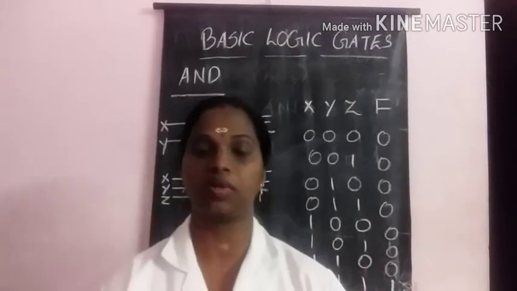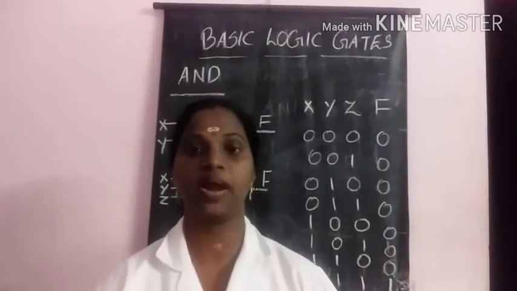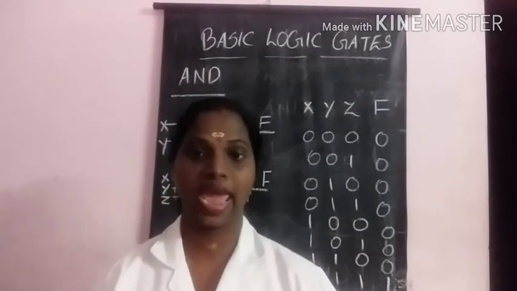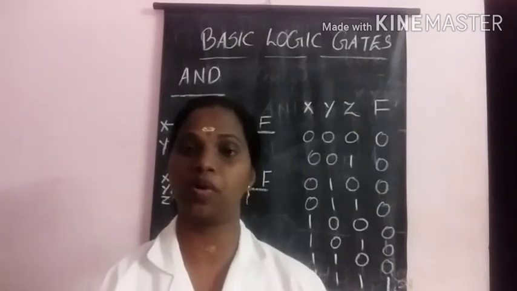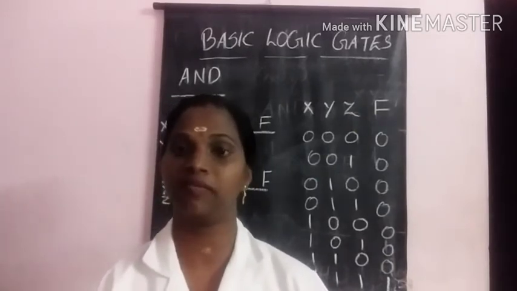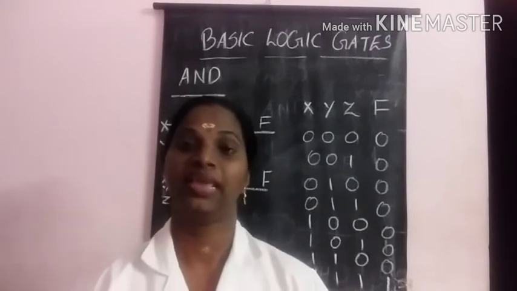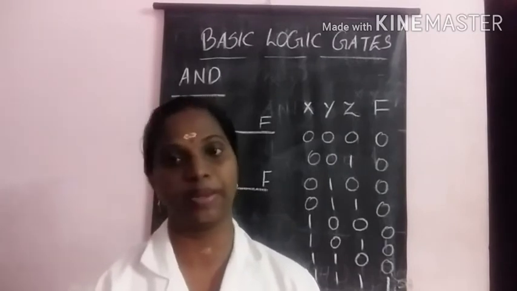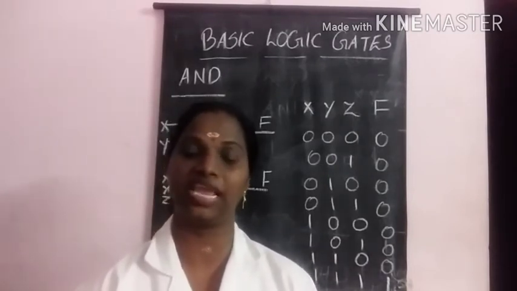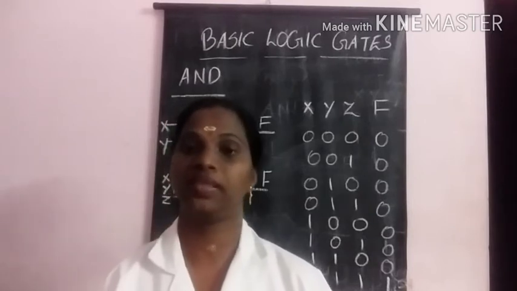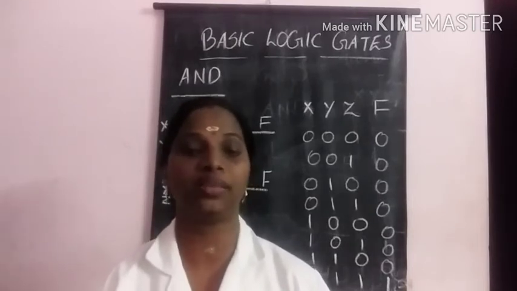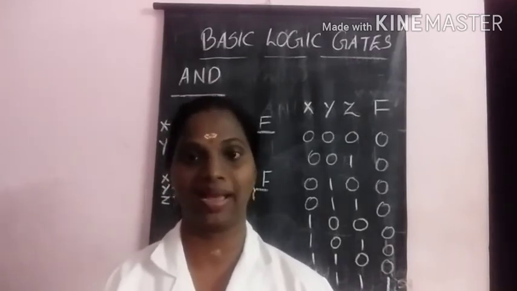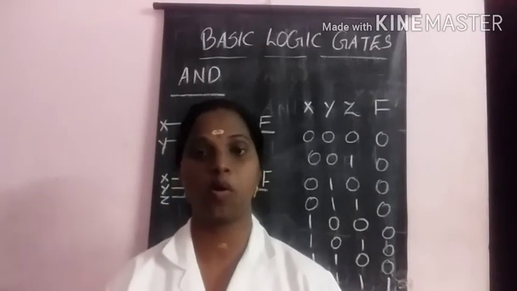So first one, NOT gate. NOT gate is also called inverter. It works on one input and produces one output. Second one, AND gate. An AND gate has 2 or more input signals and produces one output signal. If any of the inputs is 0, then the output will be 0. The output will be 1 only when all the inputs are 1, or all the inputs are high. Clear?